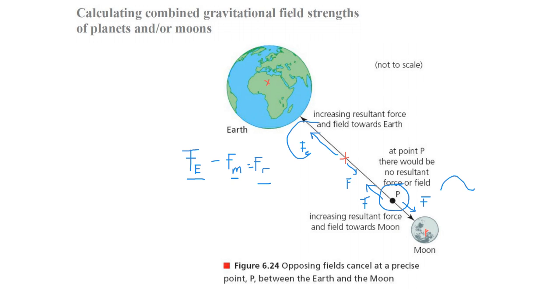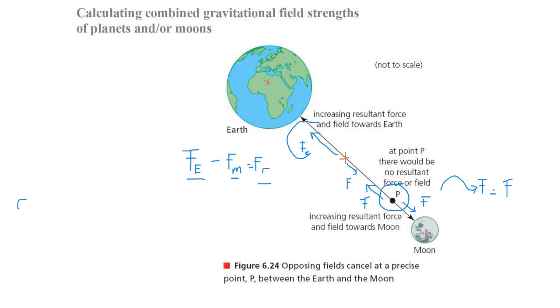This can lead to some interesting calculations where, not knowing where the distance is, you can use your gravitational field formula to work out the distances by using simultaneous equations sometimes. There'll be an example of one of those later. But that is the second type of question that you'll come across.